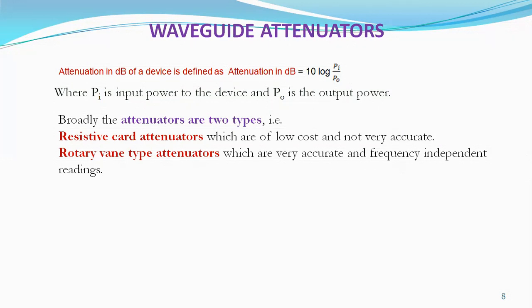So what is attenuation in dB? Attenuation in dB is equal to 10 log of input power by output power. That is the equation for the attenuation in dB: 10 log input power by output power.